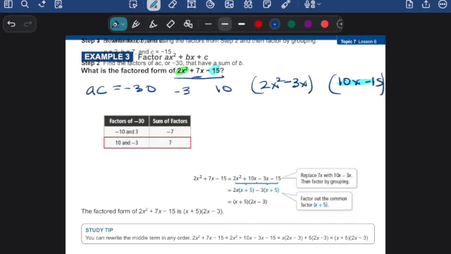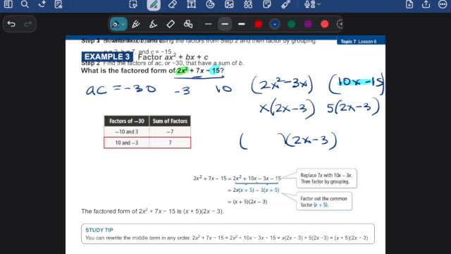Okay, I can see in the first binomial, 2x squared minus 3x, I can have an x come out as my greatest common factor, so that would be 2x minus 3. And for my second binomial, 10x minus 15, they both have a 5 I can pull out, and yep, sure enough, I do get 2x minus 3 as my common binomial. So then I will write that down. 2x minus 3 is one binomial.